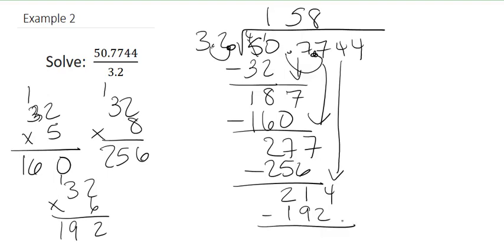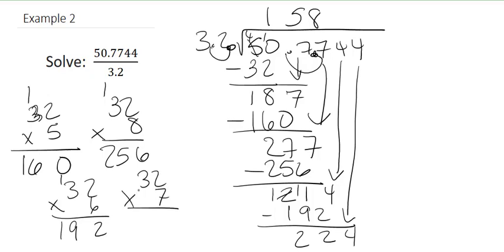Now let's do this subtraction problem, which we get 4 minus 2 is 2. Can't do 1 minus 9, so we borrow. So 11 minus 9 is 2. So now we bring down the next 4, which is 224. And now what is 7 times 32? So let's go 32 times 7. 2 times 7 is 14. Carry the 1. 3 times 7 is 21 plus 1, which is 22, so 224. So now we put the 7 above.